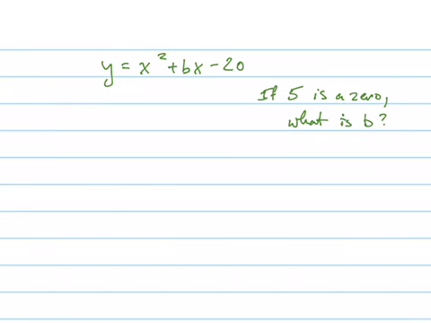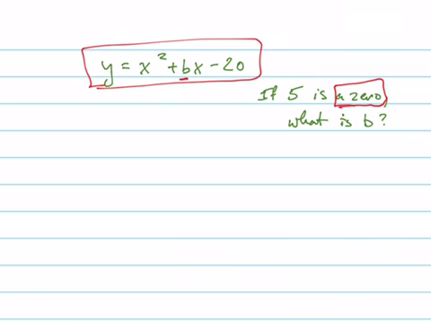So this question is saying if 5 is a 0 of this function, so here they gave us a function, but notice there's b here, not a number. They're just telling us b is some number, right? It says if 5 is a 0 of the function, then what is the value of b? Well, what does it mean for it to be a 0?